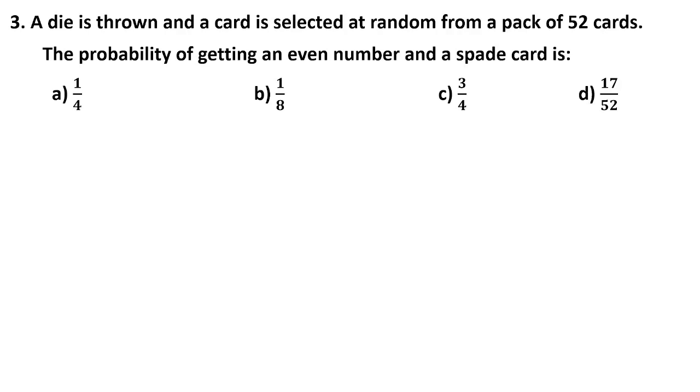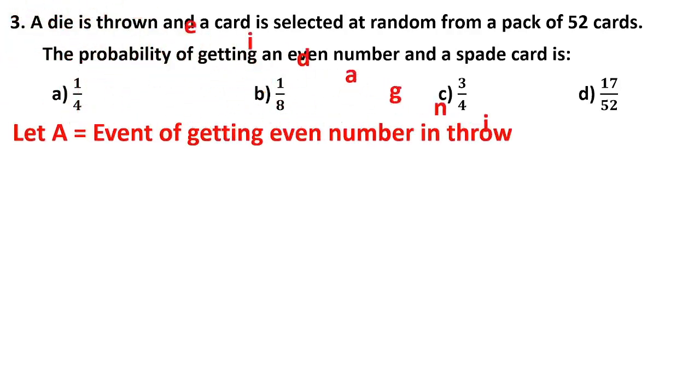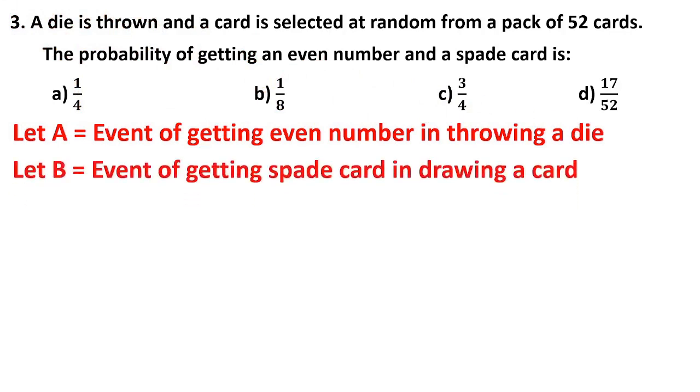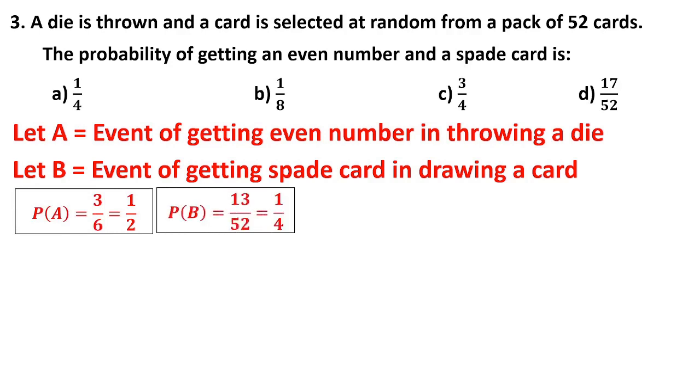Question number 3. A die is thrown and a card is selected from a pack of 52 cards. In class 11, you might have seen this under a topic called finding the sample space. Here, we have to find the probability of getting an even number and a spade card. There is no need to write the sample space as you did in class 11. Here, I will take A as the event of getting an even number, B as the event of getting a spade card. I will find the probability of A separately. Even number, there are 3 even numbers, so 3 by 6, 1 by 2. And spade card, there are 13, therefore 13 by 52, therefore 1 by 4.